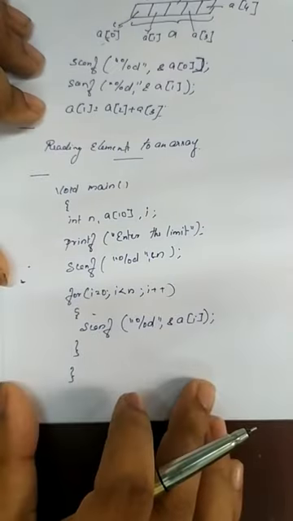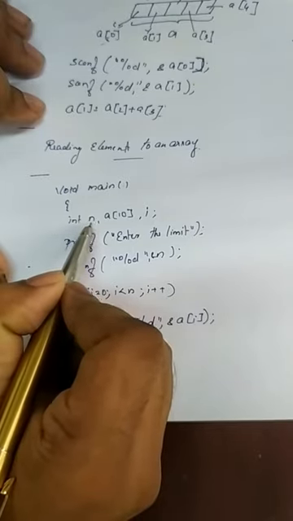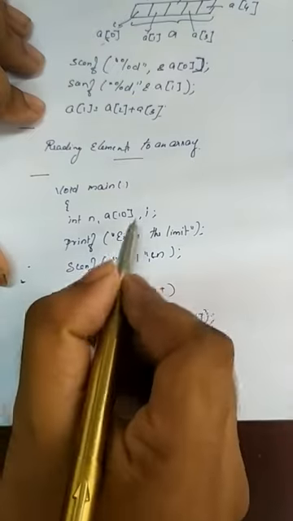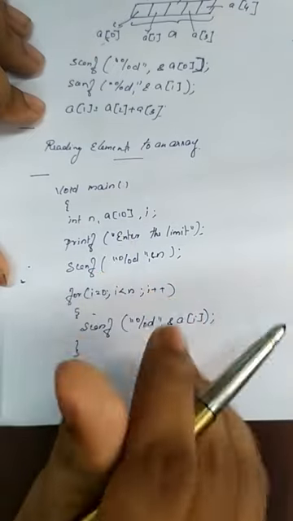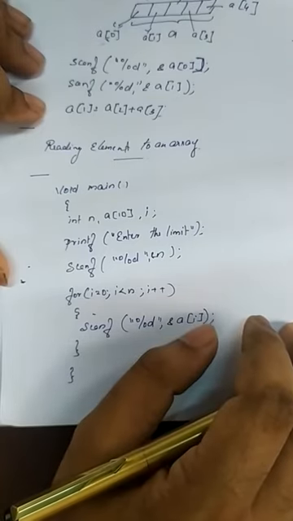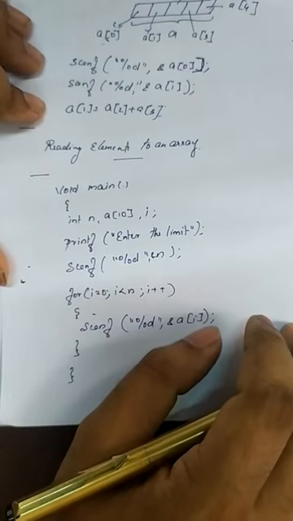In this program we are assuming that the user will give the value of n which will always be less than or equal to 10. Since we are declaring a of 10 as the array, maximum we can store 10 elements only. So we are assuming that the user will give a value less than or equal to 10.